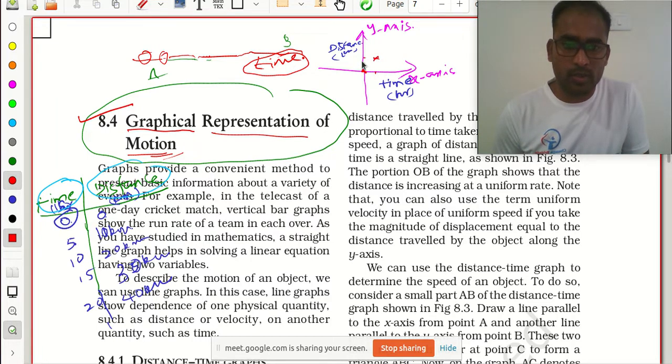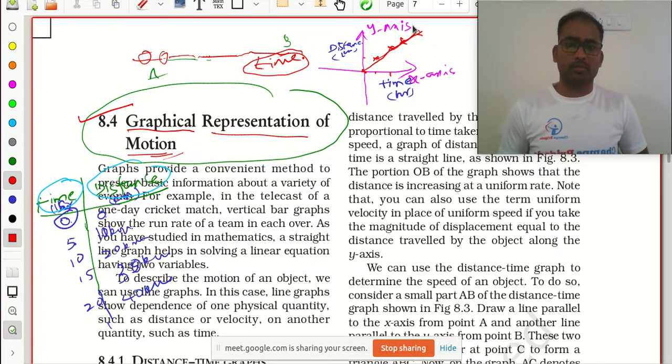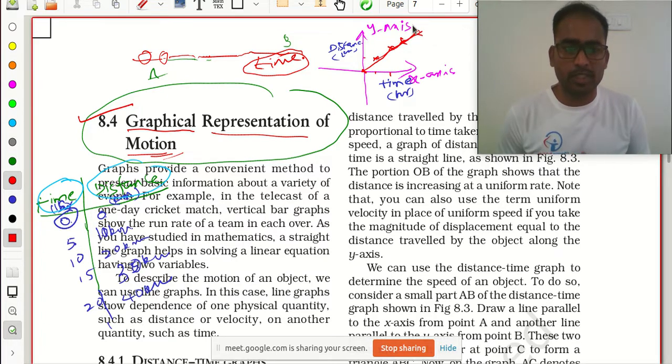So this is one mark. Again at 10 hours, 20 kilometers. At 10 hours here and 20 kilometers here, so this is another point. Like this I will mark all these points, and now I will join all these points. So this is one graphical representation.